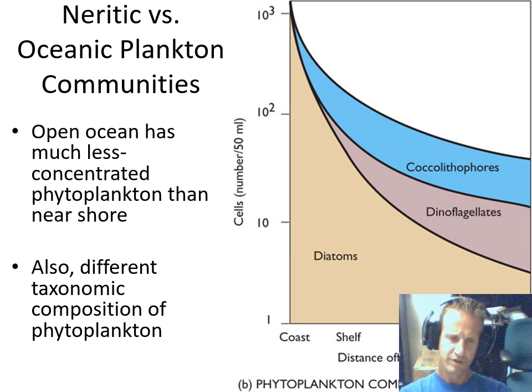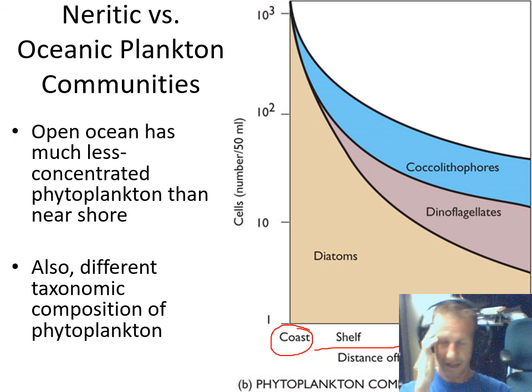Let's talk about the differences in plankton communities that you see when you're near the coast versus further off the coast. There's a lot more plankton generally near the coast than further offshore. And this axis here is on a log scale. So what this indicates is that there's more than 10 times the amount of plankton near the coast that there is offshore. And there's a big shift in what types of plankton dominate the community near shore versus offshore.